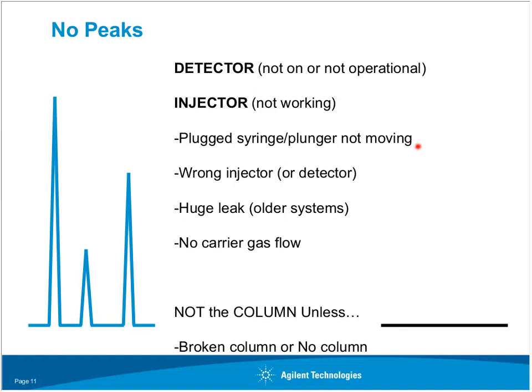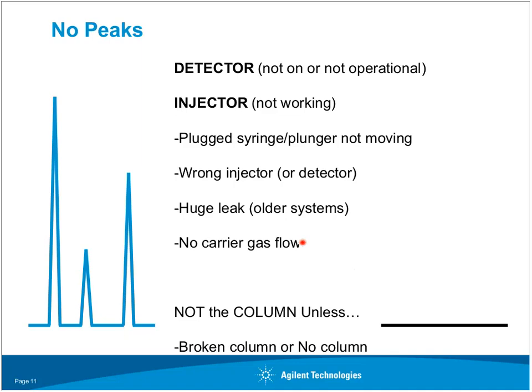It's not moving. I've actually had customers go in and select the wrong injector or detector in the ChemStation and actually be monitoring the incorrect detector. It could be a huge leak, and believe it or not, it could be no carrier gas flow. I can tell you I've had customers run out of carrier gas and say, I'm not getting any peaks. So please look at the basics. Go back and make sure we have those basics covered before we start tearing the system completely apart.